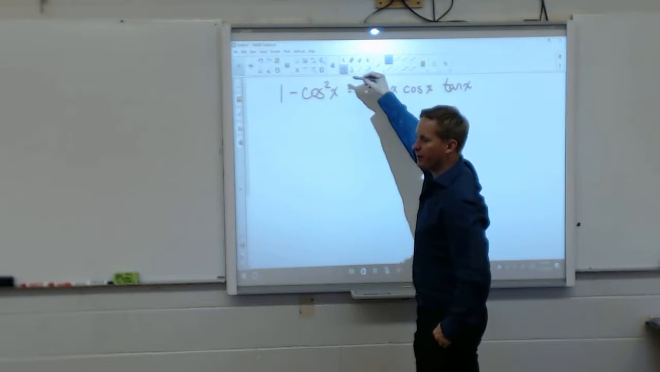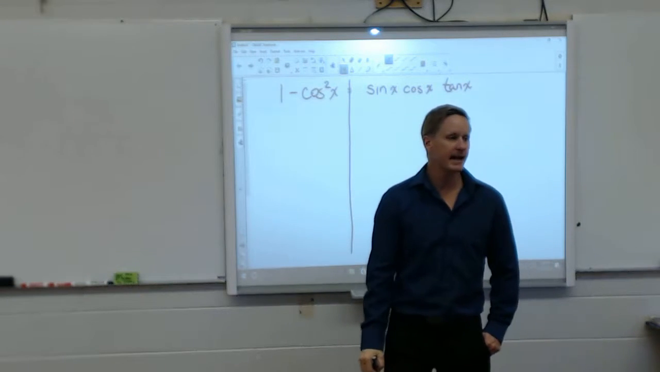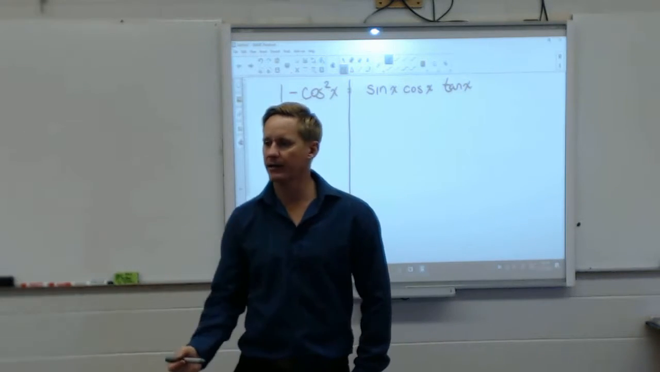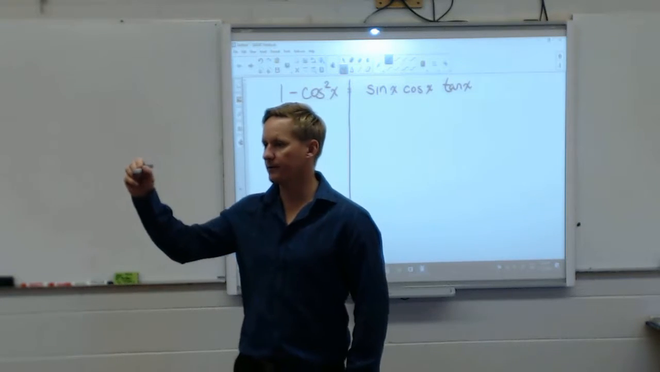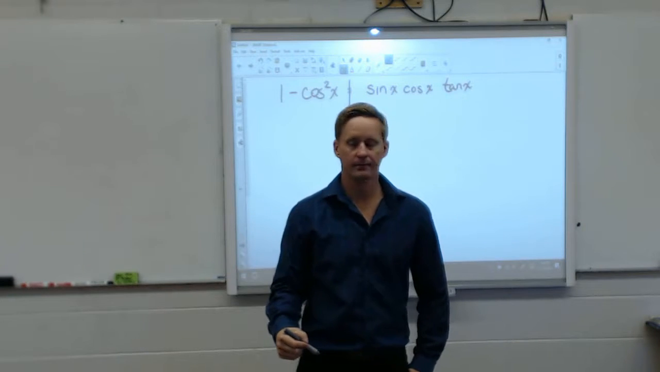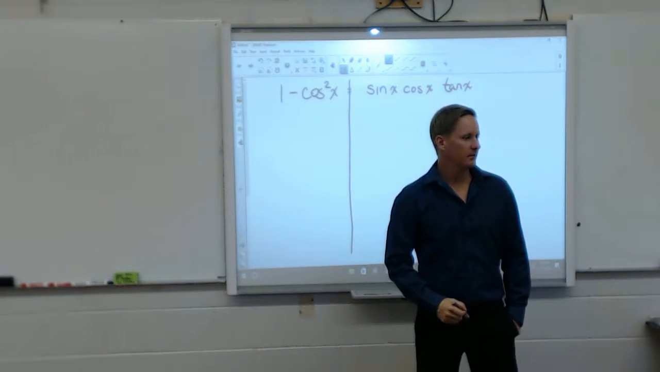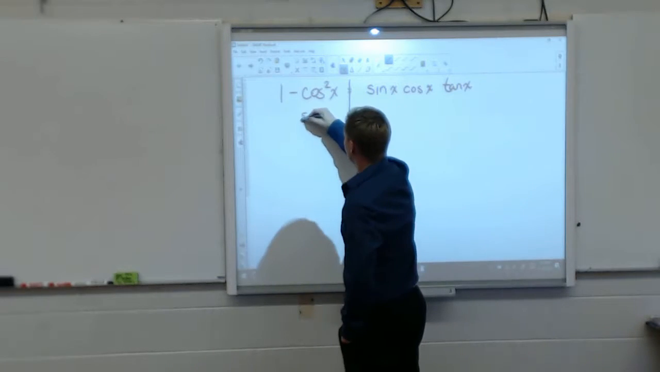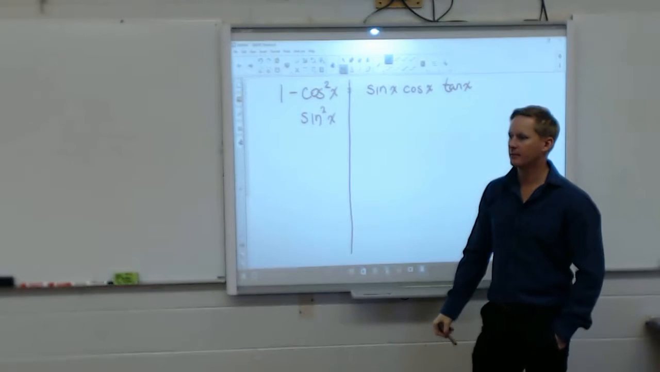First thing I do, remember, this is not an equality, it's an identity, and I need to verify it. So I do not put equals at the start or at the very end. 1 minus cos squared x is sine squared x. Let's just leave this side as sine squared x. That's as simplified as we're going to get for that.